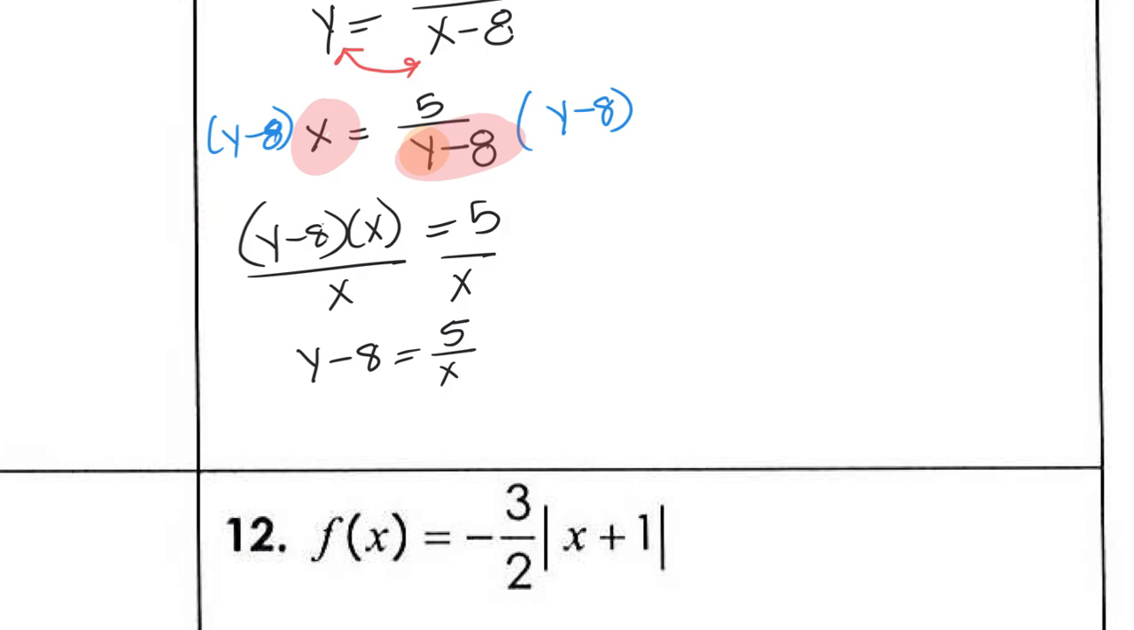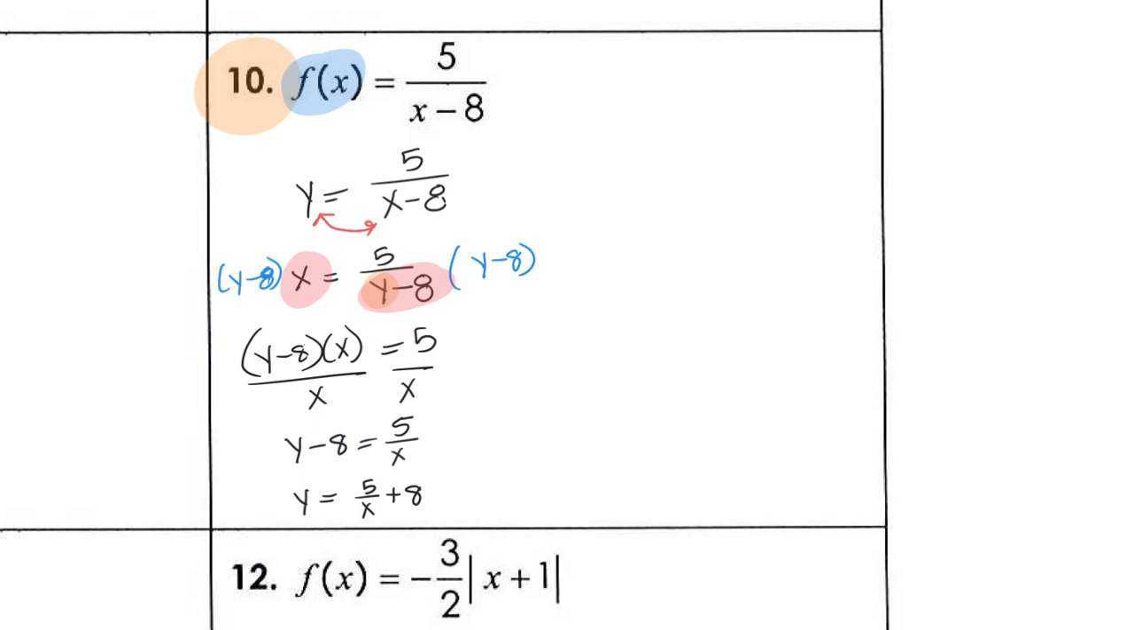So if I'm trying to get y by itself, the last thing I have to do is add 8 to both sides. So I have 5 over x plus 8. And then to show the relationship, I just put it back in inverse notation. So the inverse of f is equal to 5 over x plus 8.